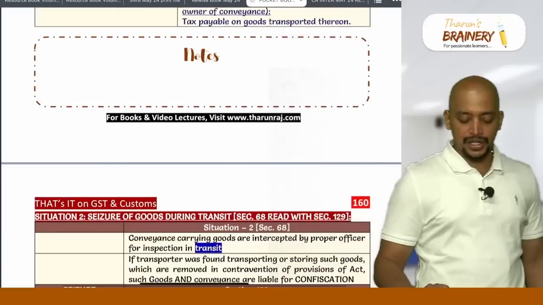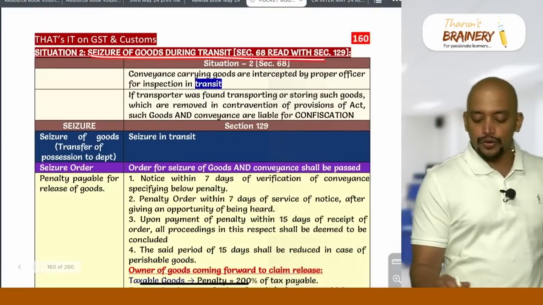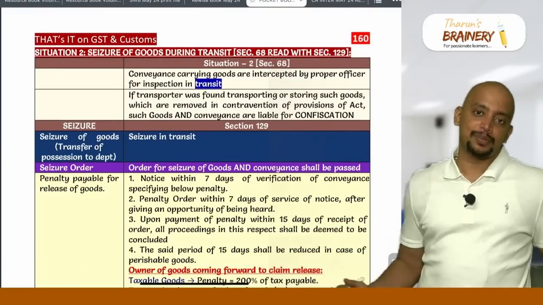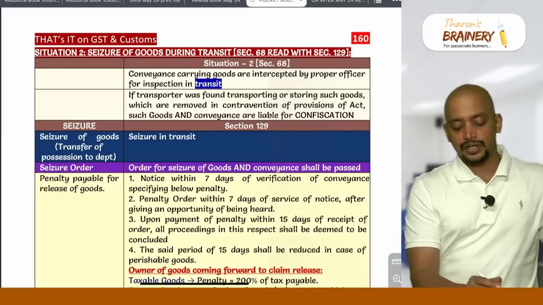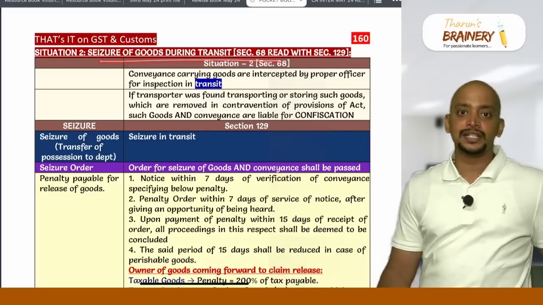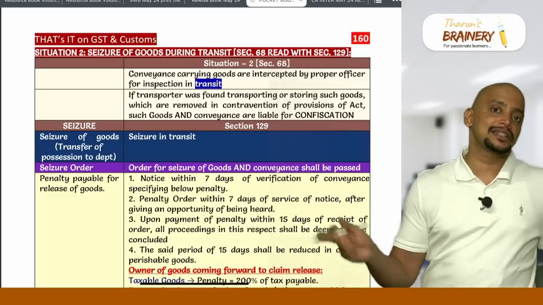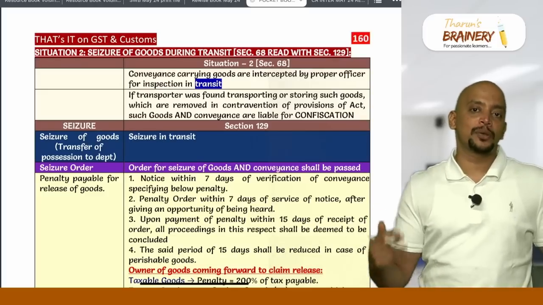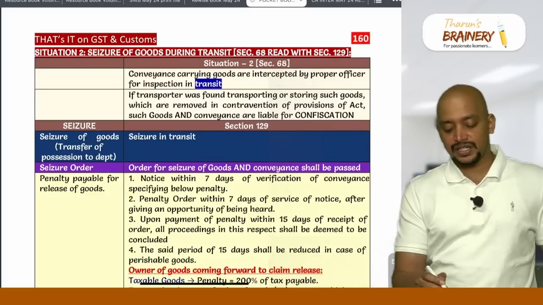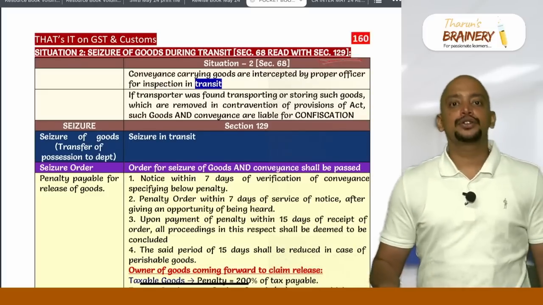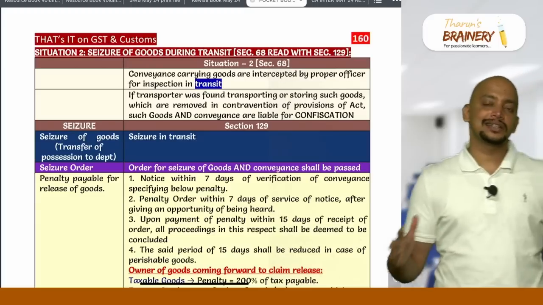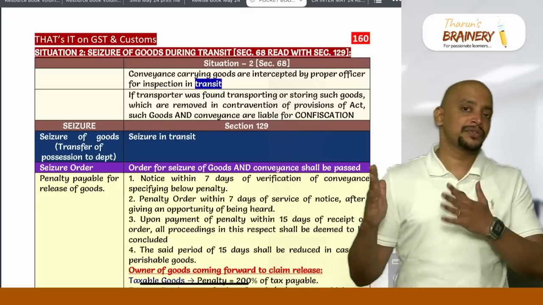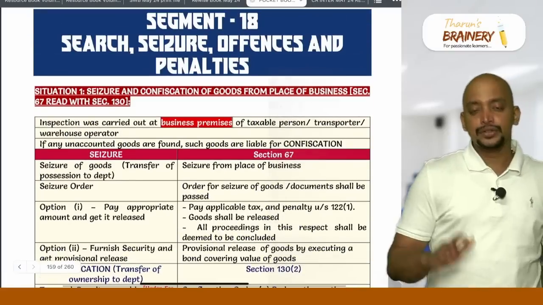Another situation is seizure of goods during transit. When goods are taken from one place to another, the search can be conducted by the proper officer, and that power is given in section 68. What if the goods are transported without valid documents? Then the penalty and other provisions are given under section 129. So a total of 4 sections are connected in search and seizure: section 67 read with 130 and section 68 read with 129. First we will see situation 1.